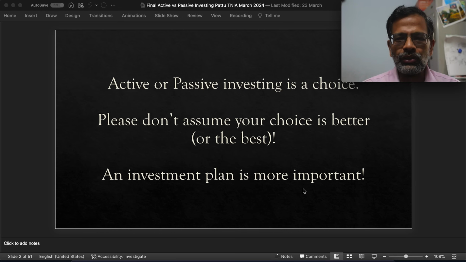It's always best to assume that whatever you are choosing is not really the best choice. It is a choice. And as long as you are convinced that that choice is suitable for your needs, I think you can go ahead. It doesn't matter whether you choose active or passive investing. What I'm showing is the data.